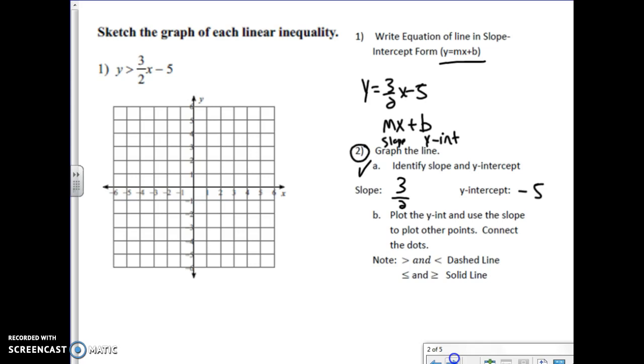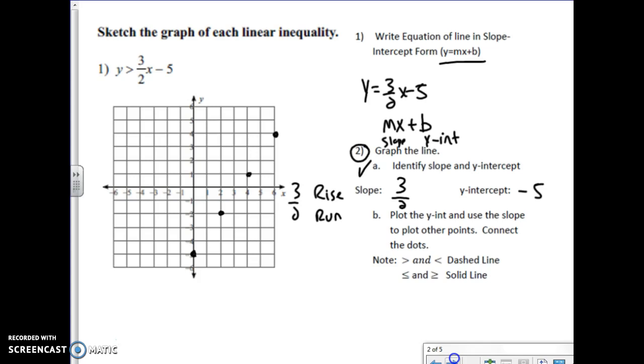Okay, so now I want to plot the y-intercept and use the slope to plot the other points. So my y-intercept is -5. So I'm going to just move over here until I get to the y value of -5, which I have right here. And now what I'm going to do is do the slope of 3/2. So that means I'm rising 3/2, rise 3, run 2. So I'm rising 1, 2, 3, running 1, 2. Rising 1, 2, 3, over 1, 2. So I have my points.